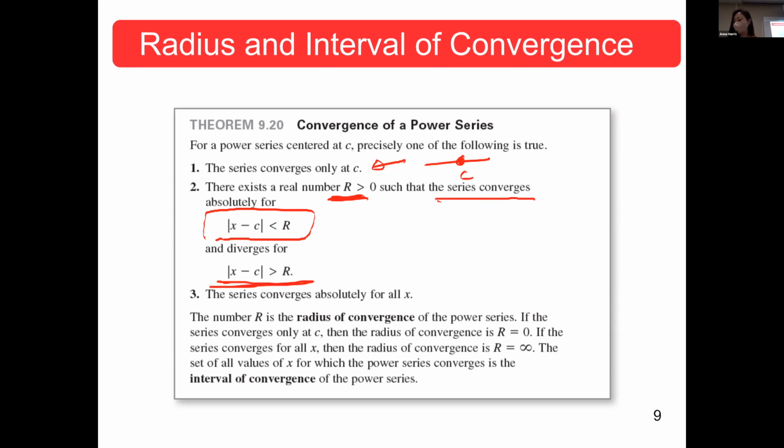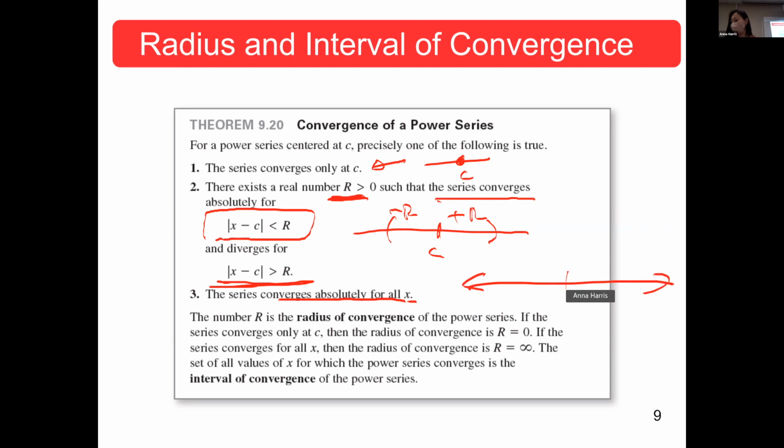What's another one? So you have a center and then you have the radius R. That's the second picture. What's the last one? It converges everywhere. That's the third picture. Every place converges.